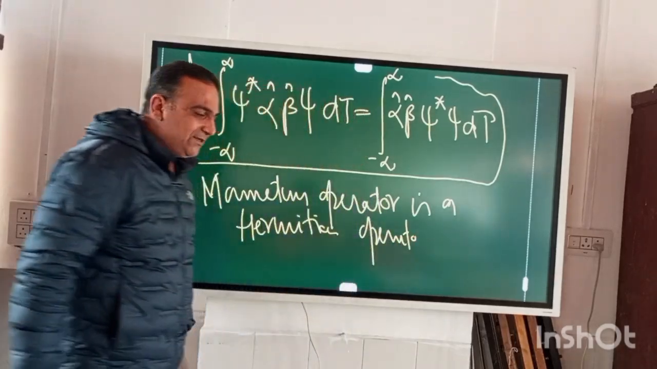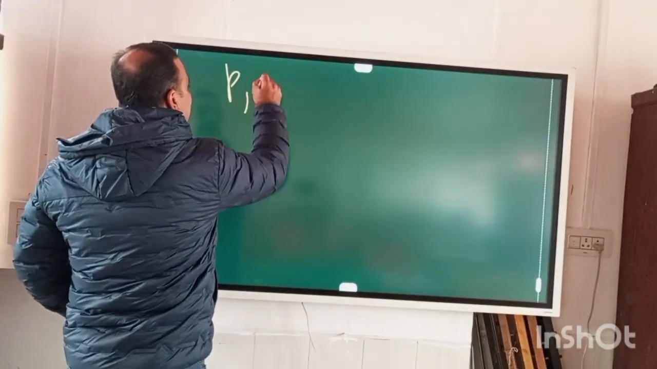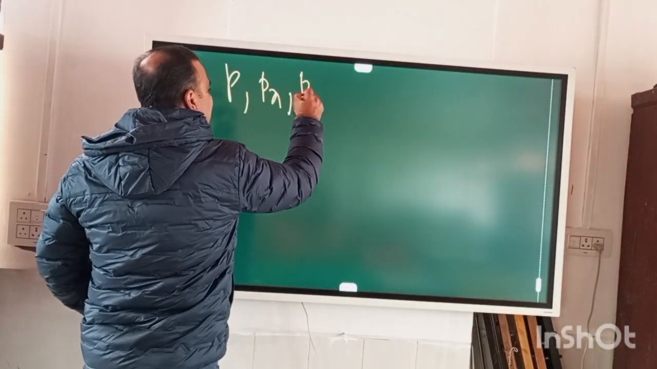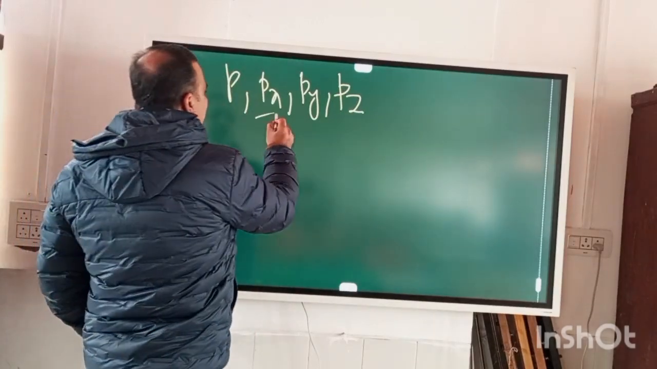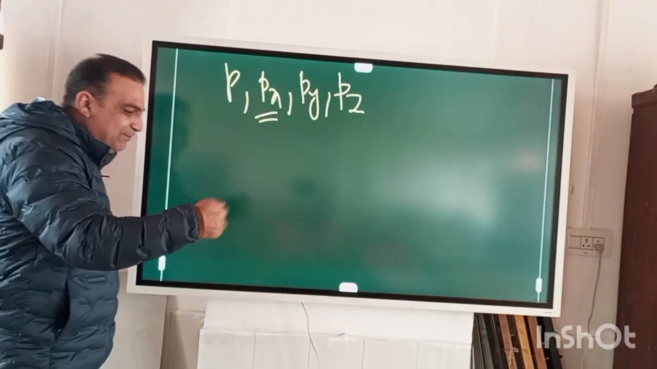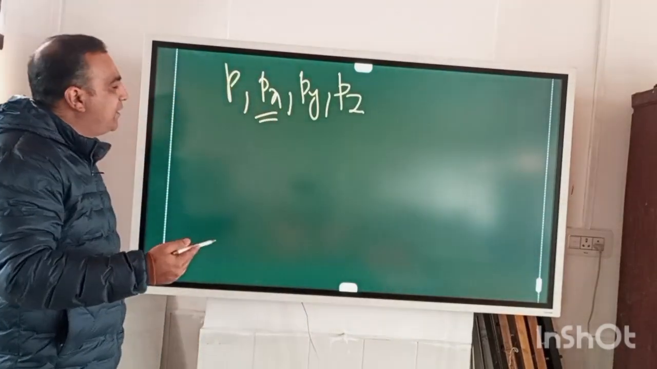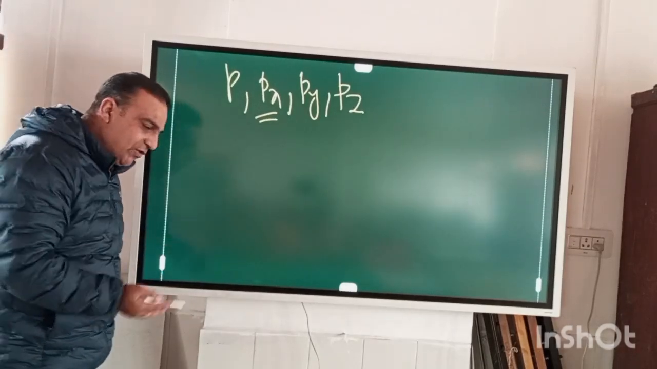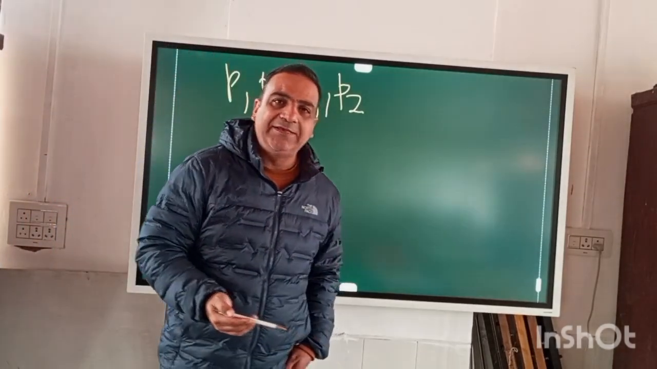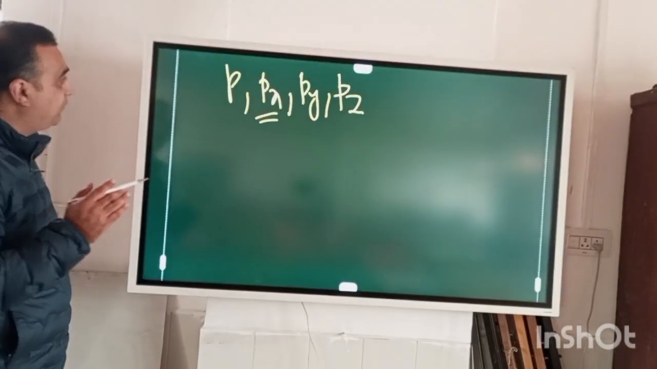Now we know that momentum is a vector quantity, and if momentum is a vector quantity, it has components. So it has components like px, py, and pz. So we can take on px. If I prove that px is a Hermitian operator, then automatically you can prove that py and pz are also Hermitian operators, and you can generalize that this momentum operator is a Hermitian operator. So that should be our target.